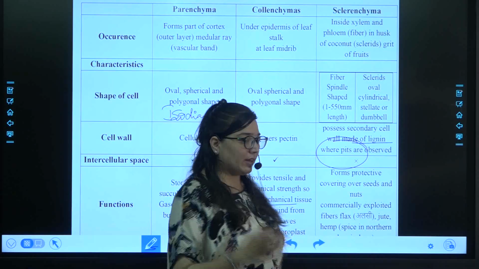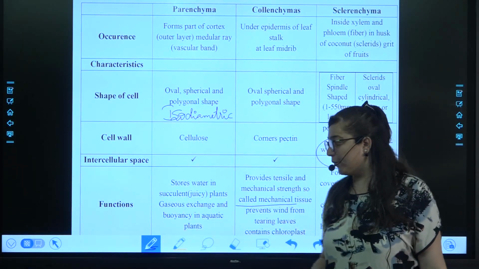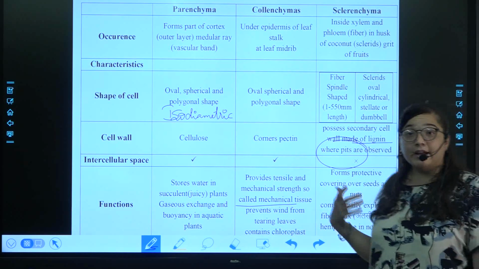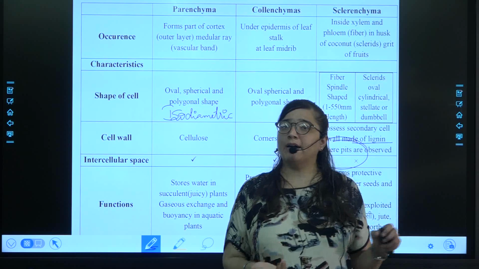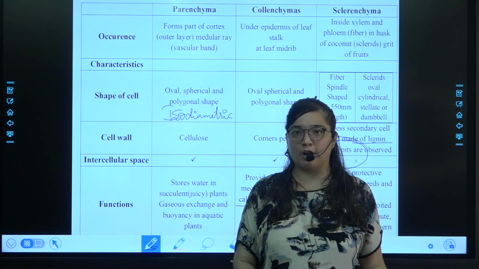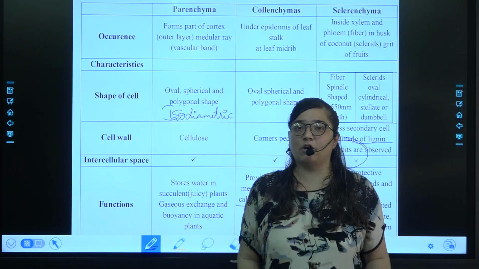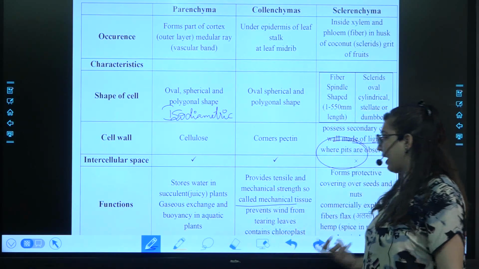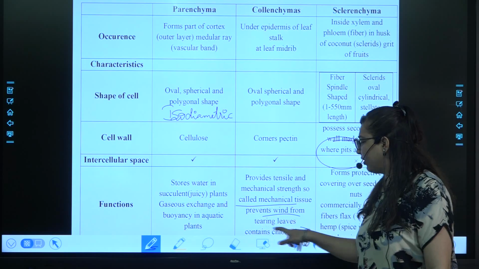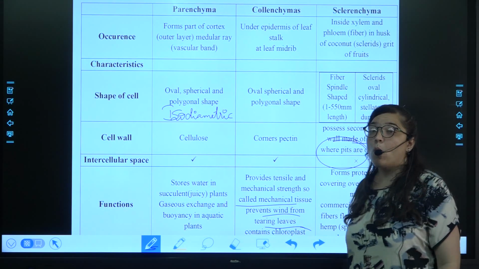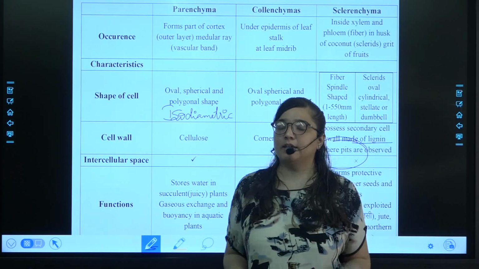Just try to recall that GIF which you saw right now in today's lecture. Lots of wind was blowing, but the plant was not falling, and if it is falling, then the leaves are not getting destroyed. That is again because of collenchyma tissue. It prevents the wind from tearing of leaves. Okay, wind will not be able to tear the leaves.